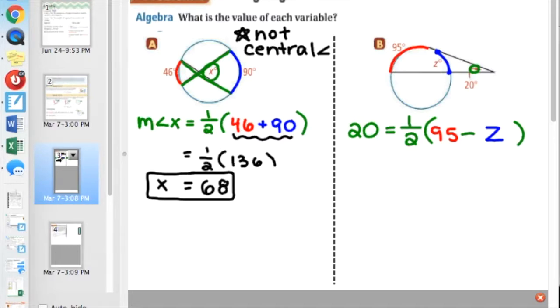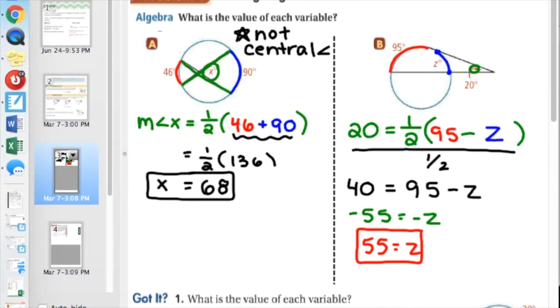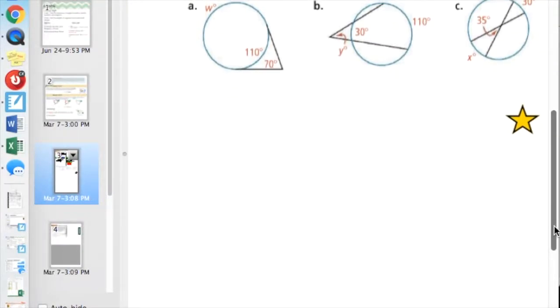So notice now in this situation, I am solving for z. The first thing I'm going to do to solve this equation is divide both sides by 1/2, which is the same thing as multiplying both sides by 2. That gets me 40 is equal to 95 minus z. Now to isolate my variable z, all I've got to do is subtract 95. When I subtract 95, I get negative 55 is equal to negative z, which tells me if I divide both sides by -1, 55 is equal to z. So let's see you get some practice with these concepts. Here are 3 got it problems.